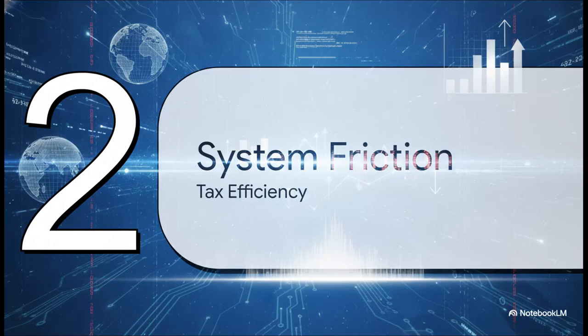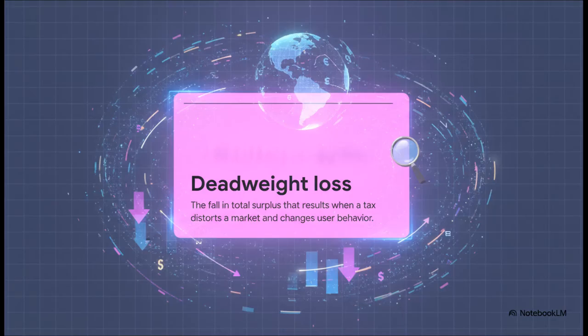Moving on to part 2. System friction, tax efficiency. So now that we know where the resources come through, we need to talk about friction. Because let's face it, no digital system is perfectly smooth. Every single time the government extracts revenue, it introduces friction into the economy, which economists measure as tax efficiency. The absolute biggest bug in any tax system is something called deadweight loss. And this isn't money that goes to the government, it is pure economic value that just vanishes into thin air.